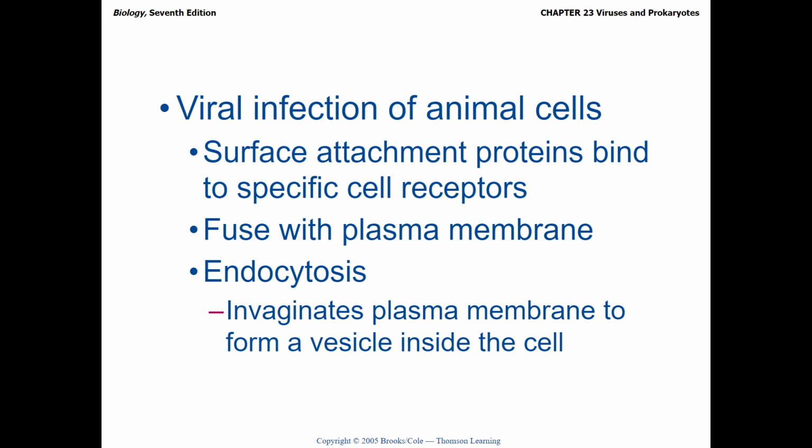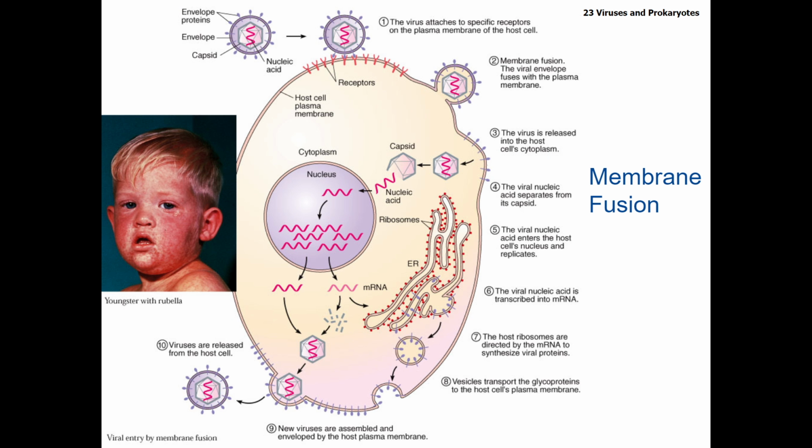When we're looking at viral infection, we generally focus on animal cells, eukaryotic cells, those with the most complicated surface attachment proteins, and we still see that there are viruses that can bind to these specific cell receptors. They can fuse with the plasma membrane, and then sometimes be taken in via endocytosis. An invagination process via the plasma membrane forms a vesicle around the infecting virus and takes it inside the cell. That's going to be more possible if we have a good fit for the surface proteins on the capsid of the virus and to those receptors on our eukaryotic cells.